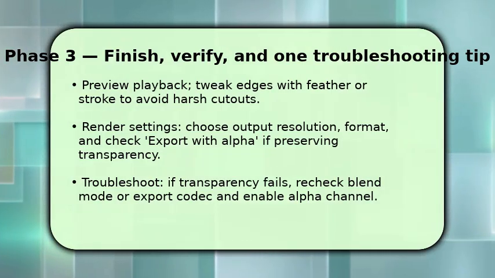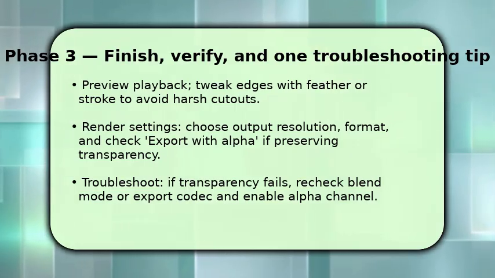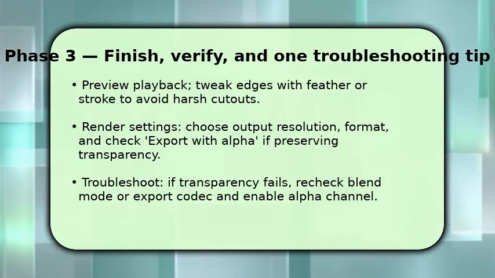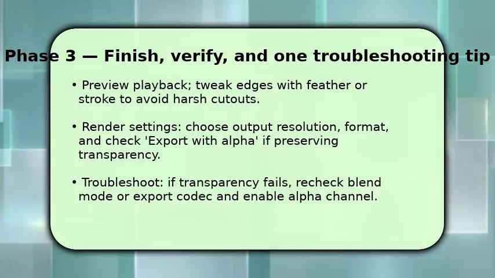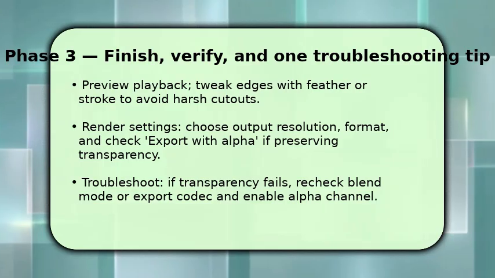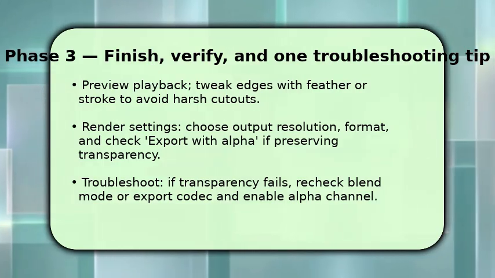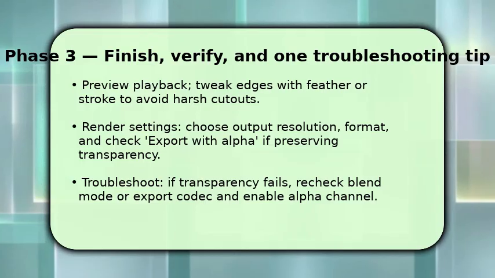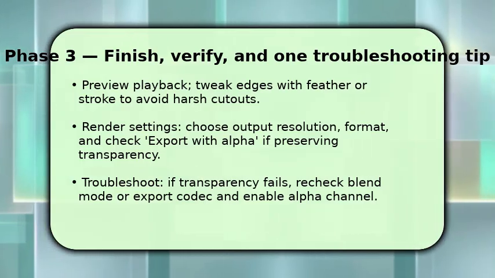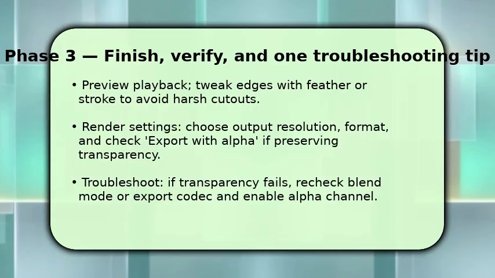When satisfied, open Export, pick Resolution and Format, and if you need the transparent areas preserved, choose a codec that supports Alpha and enable Export with Alpha. Once exported, play the file in a compatible player to confirm transparency. If it fails, double-check the text layer blend mode and that your chosen codec actually includes an alpha channel.